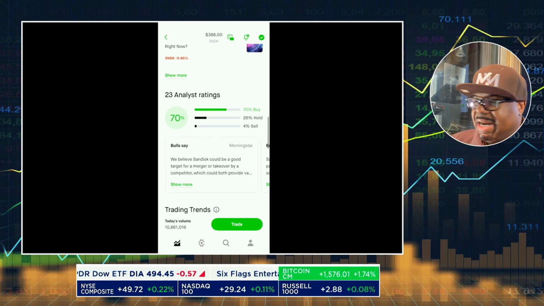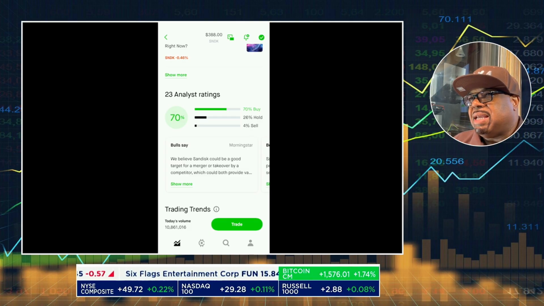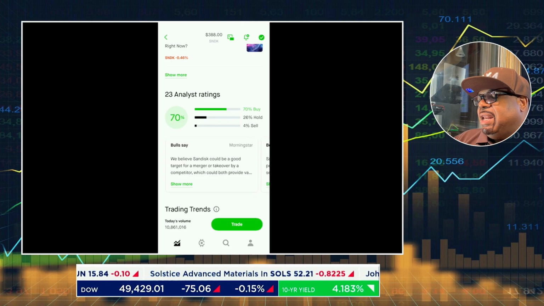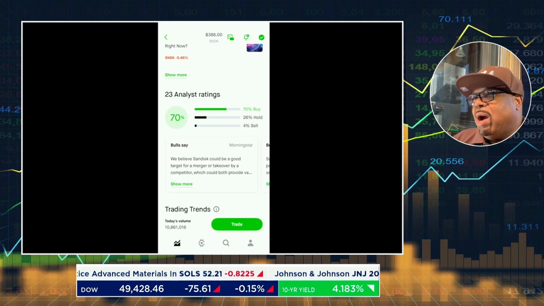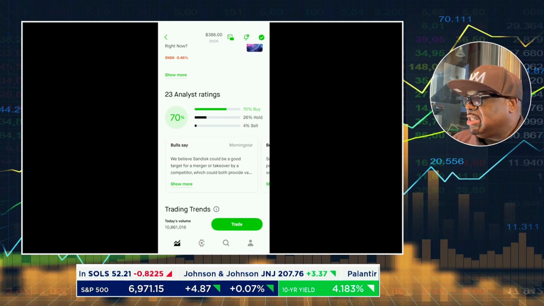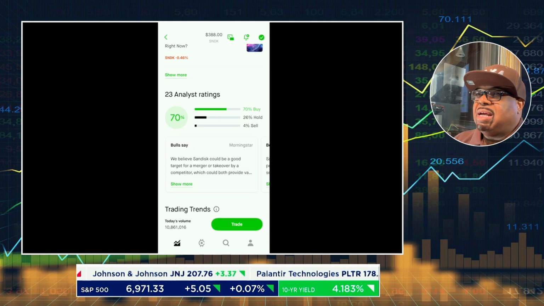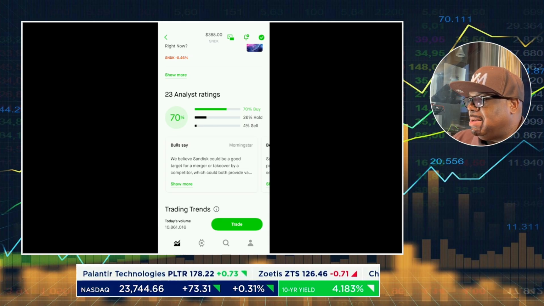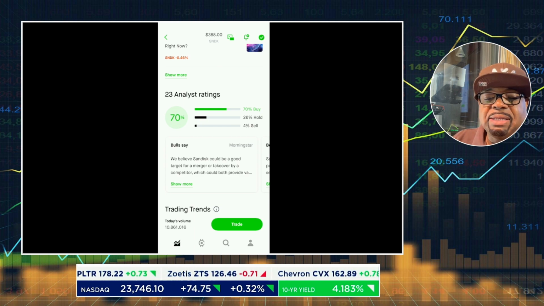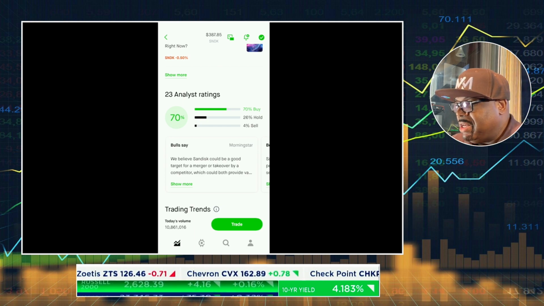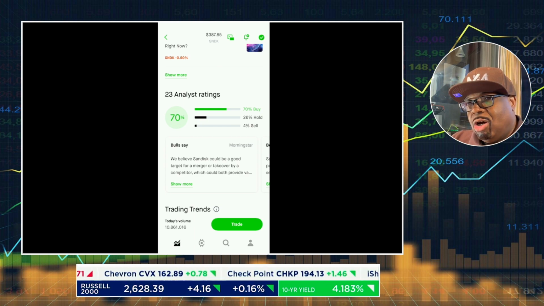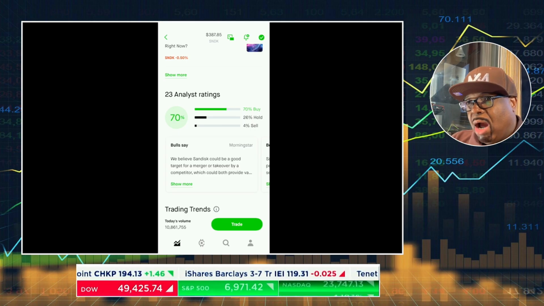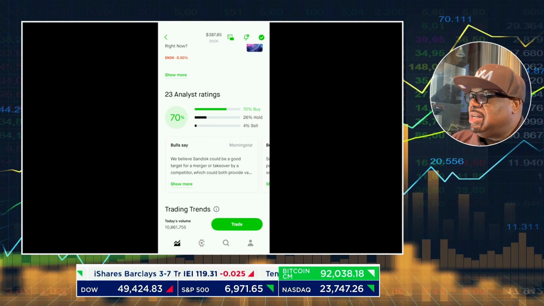If you look at the analyst ratings right here, we talked about these analyst ratings yesterday. These are people in the industry that have the authority, the know-how, and the wisdom to actually analyze and rate these stocks. And top analysts rate this as a 70% buy. Only 4% say to sell this particular stock. So this is definitely a stock that we want to put in our portfolio, but not just yet.